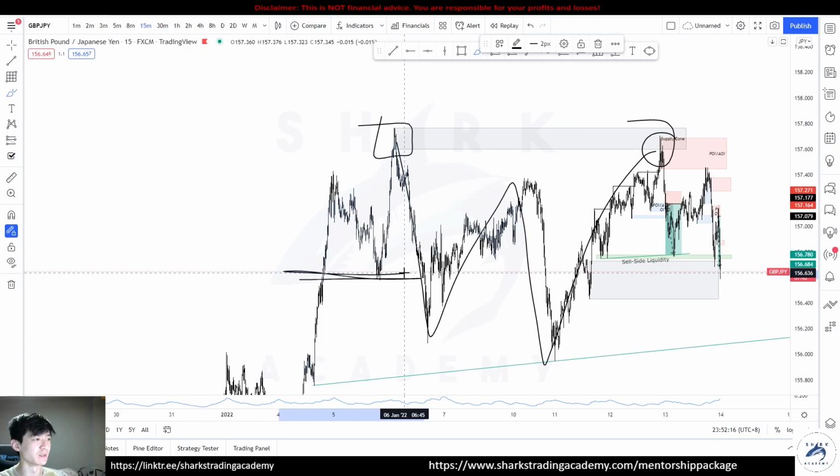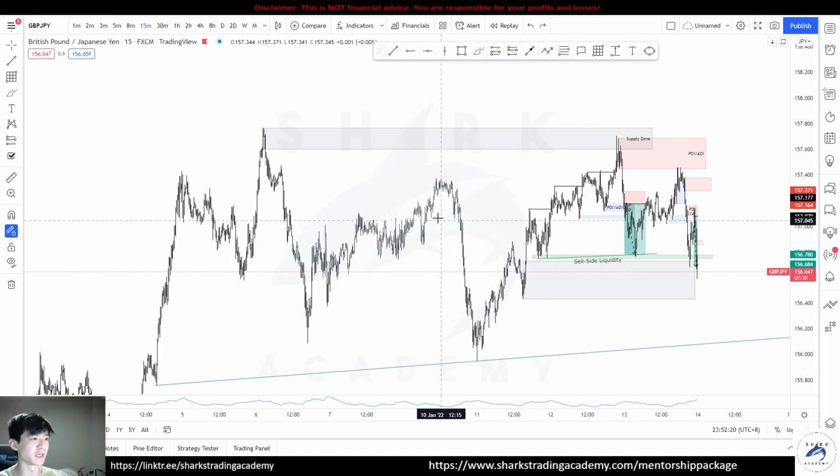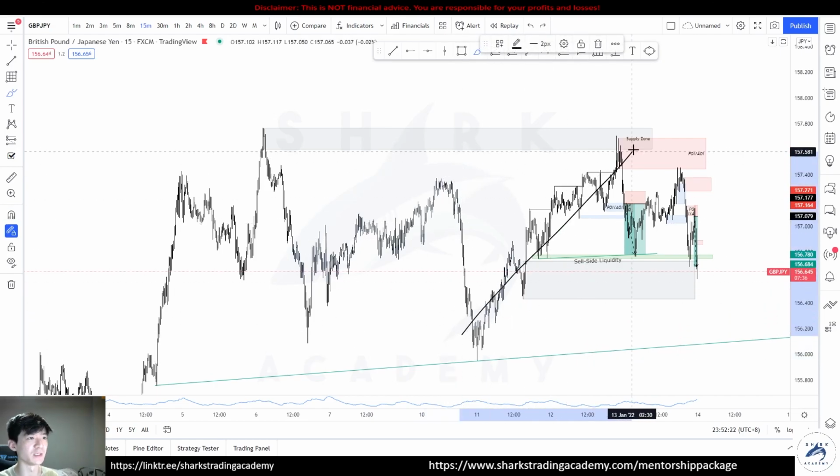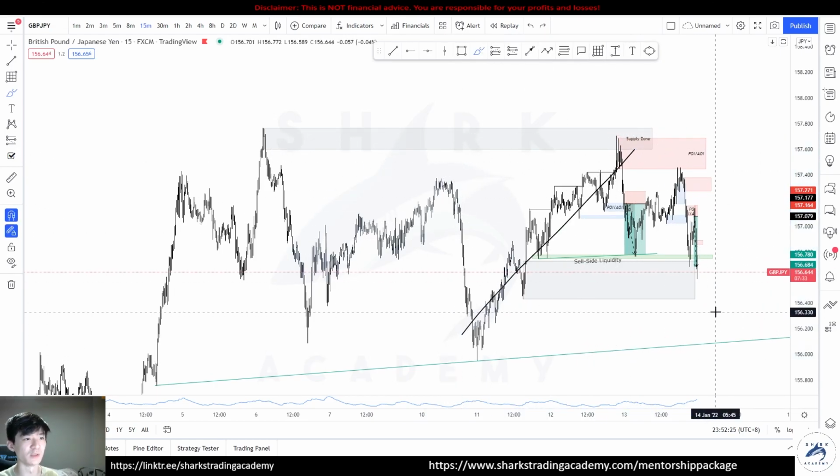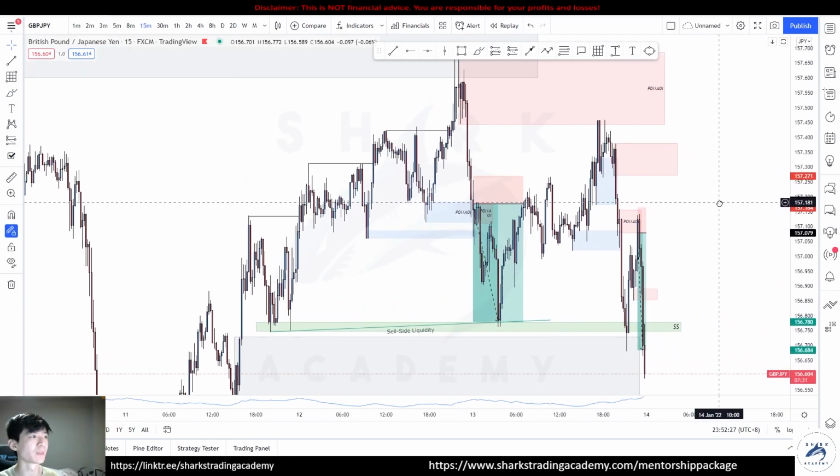Price broke structure here, leaving behind a supply that was left unmitigated. And at this point in time, this entire move was a markup into this supply to take price lower. So this was the trade idea.